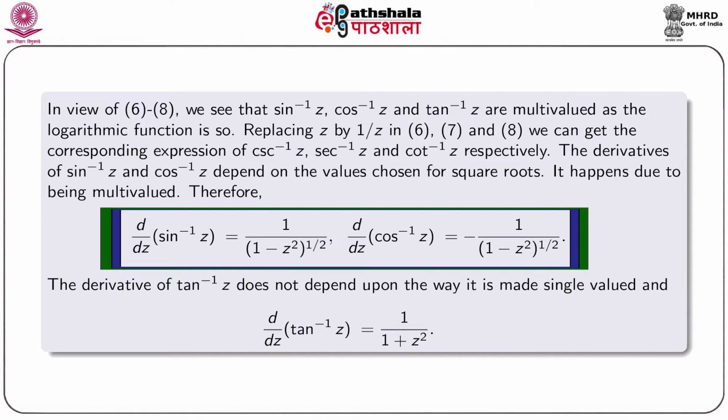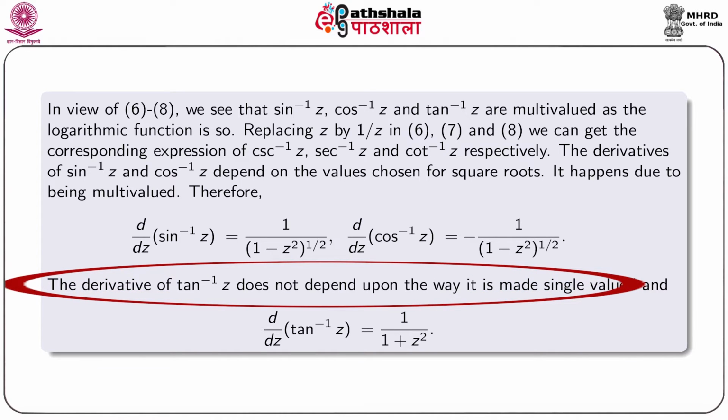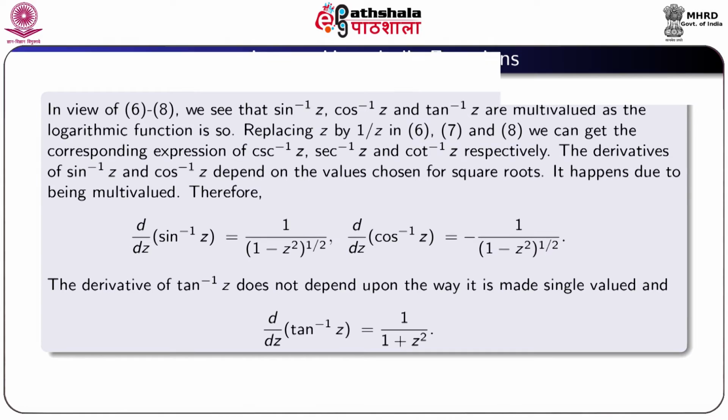Therefore, d by dz of sin inverse z is equal to 1 by (1 minus z square) to the power half, and the derivative of cos inverse z with respect to z is equal to minus 1 by (1 minus z square) to the power half. The derivative of tan inverse z does not depend upon the way it is made single valued, and we have d by dz of tan inverse z equal to 1 by (1 plus z square).